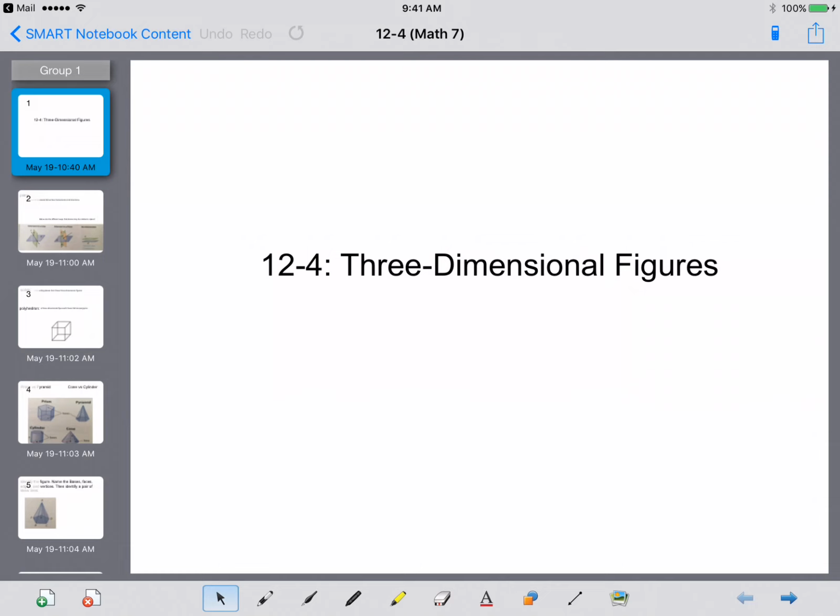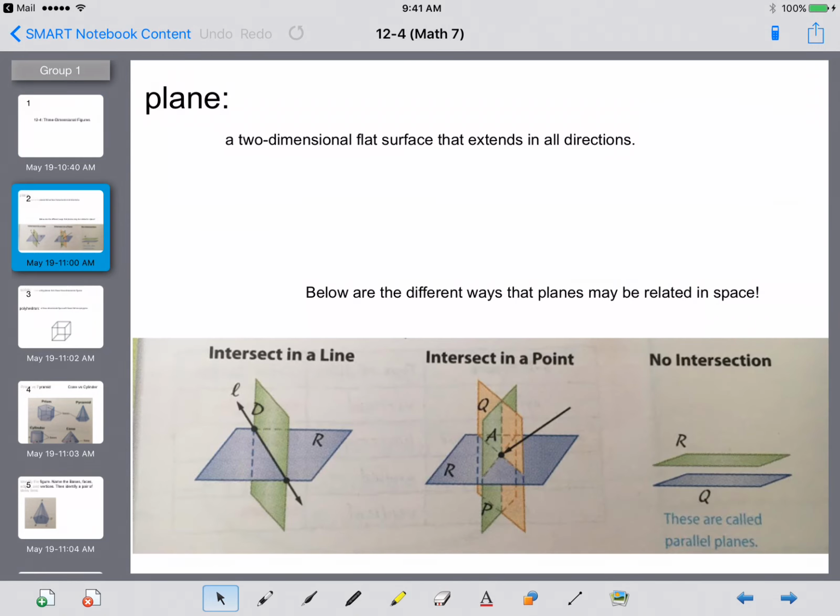This video will be going over Chapter 12, Section 4, Three-Dimensional Figures. So one new word that you're going to learn in this lesson is called a plane. A plane is a two-dimensional flat surface that extends in all directions. And below in this little chart are different ways that planes may be related in space.